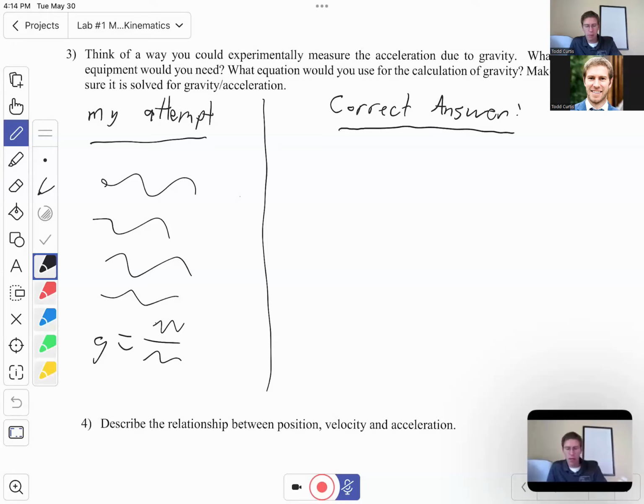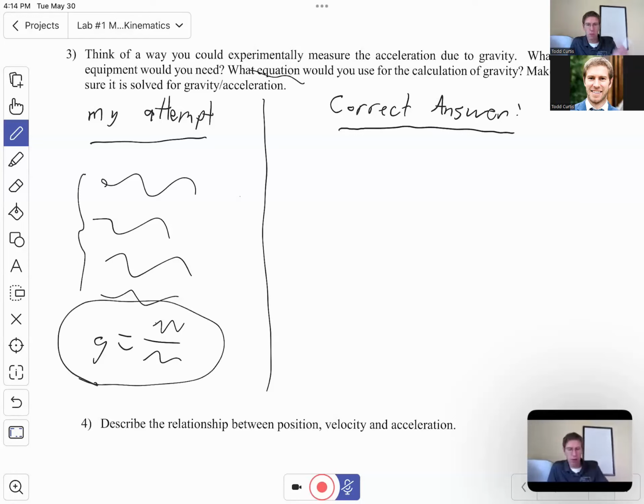Keep in mind, anytime I'm asking you for a derivation or an equation or something, like we see here, I don't want you to just write the equation, but rather I want you to show me the steps that lead to that equation. So that's what I'm going to show you here. What are some different ways to experimentally determine the acceleration due to gravity? Well, there's actually quite a few. You could make a pendulum and time how long it takes to swing back and forth. There's equations that you can use to derive an equation for gravity from a pendulum.